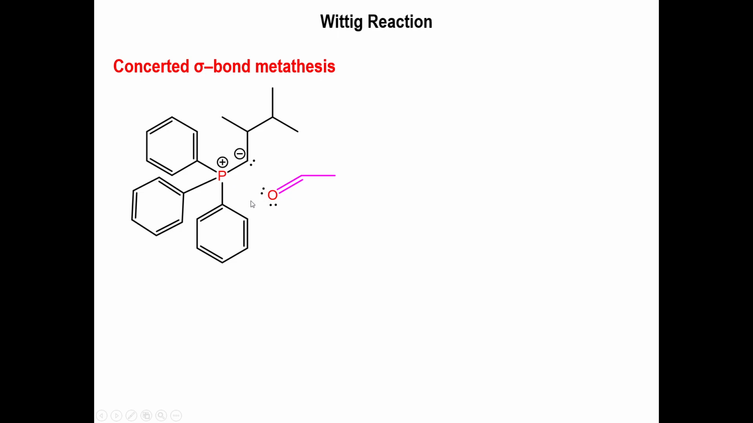One, oxygen is attracted to the positive charge of that phosphorus. And also, oxygen is pulling away the electrons of the pi bond towards itself, making the carbon of the carbonyl electrophilic, which means that that carbon wants to position itself close to the carbanion of the Wittig reagent. So what ends up happening right here is that the carbanion of the Wittig reagent attacks the carbonyl carbon, and that ultimately disrupts the pi bond.